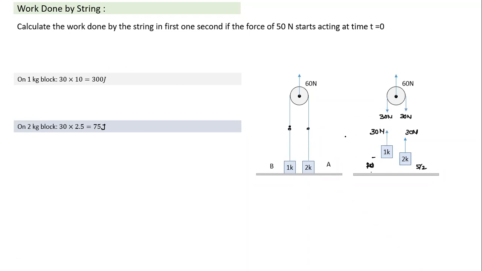This particular point has moved up, so this point also has moved up. How much distance has this point moved up? 10 meters. So this also will have 30 times 10 work done, and this 30 times 2.5 work done. Or the other way around, if you want to calculate, yes, it will come to the same. So this is something on the pulley, this will be the work done.